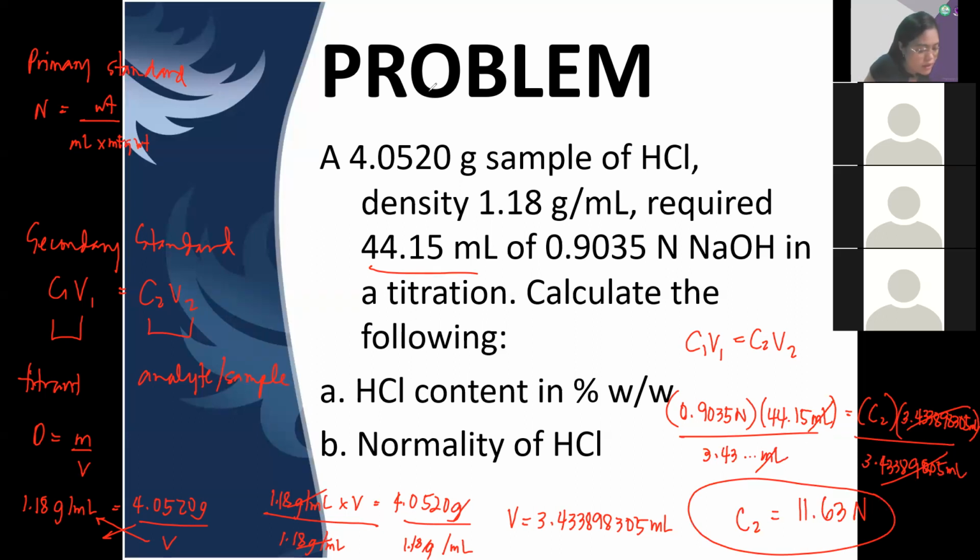11.63 kasi ang answer dito. I-shortcut ko din pala sa calculator ko. Ulit, 0.9035 times 44.15 divided by 3.433898305. 11.62 pala siya. 11.62. Okay. Sige, anything else?